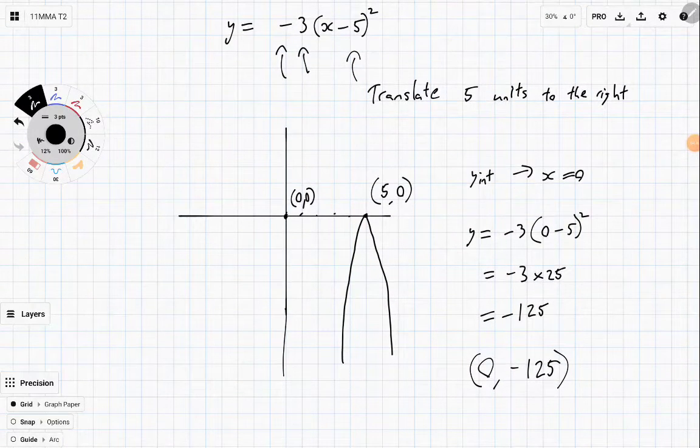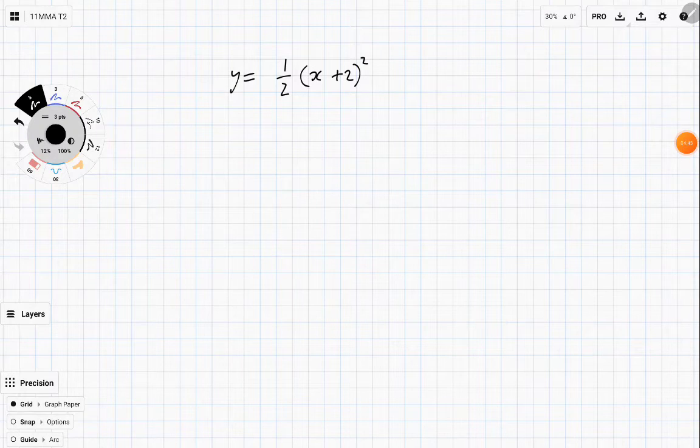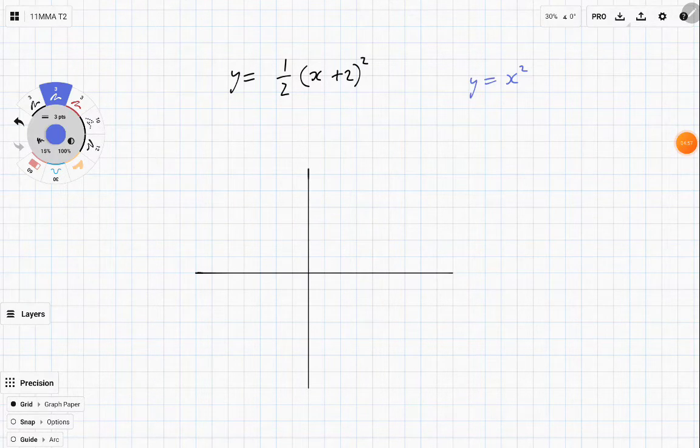Let's try one more. In this case, we don't have a negative out the front. Instead, we've got a coefficient of a half, which means that it's a vertical dilation, but it's actually getting closer to the axis. So let's draw our original one on, and then we're going to have a go. So y equals x squared, I'm going to do in blue. So this is our original function, and I'm just going to leave it here for the remainder of this little section. I'm just going to make it look as nice as I can. Alrighty. So there's the original function.